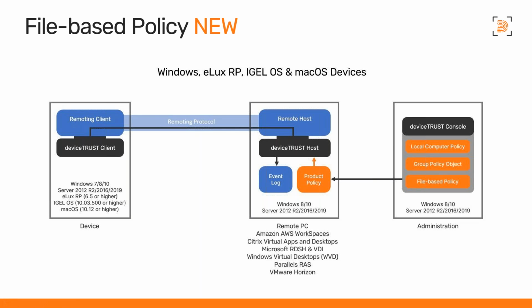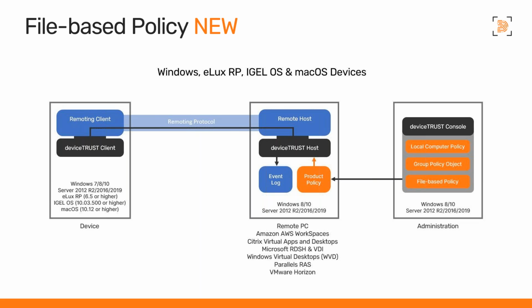And the big question, also from the community in the past, was always how can we get the policy to the device trust host. In the old days, we have done that purely with group policies or local policies or registry values, but there's a new option now, and this is file-based policy.